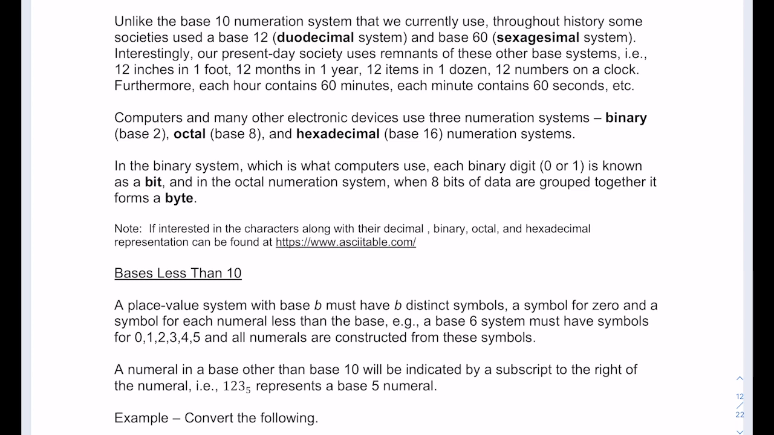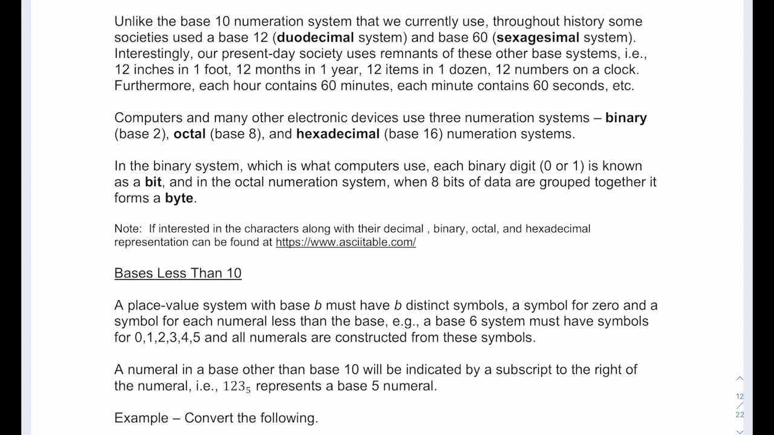Okay. Throughout history, some societies used base 12, which was called the duodecimal system, right? Duo means two, and decimal is 10, 2 plus 10 is 12. And base 60, again, remember that was called a sexagesimal system. Now, even though we use base 10, the 12 and the 60 have not really gone away. Like, there's 12 inches in a foot, 12 months in a year, 12 items in a dozen. There's 12 numbers on a clock. Every hour is 60 minutes. Each minute is 60 seconds, and so on. So that 12 and that 60 are still really important.